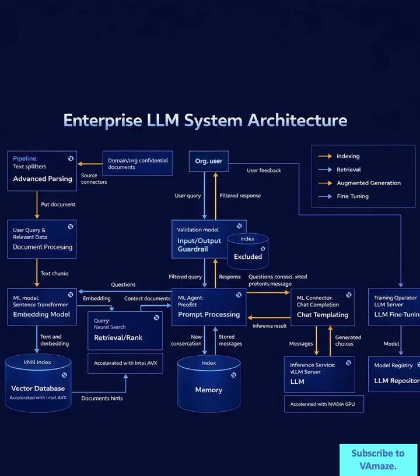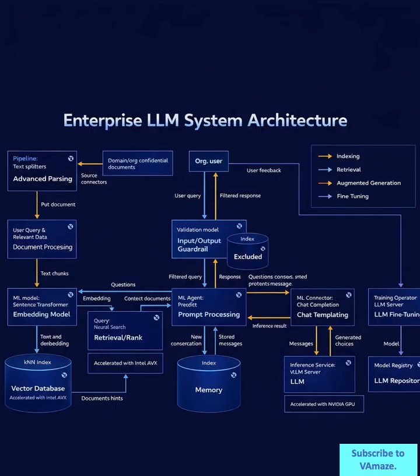The ML agent handles prompt processing, the orchestration layer that manages conversation flow. It accesses memory for stored messages in conversation history, maintains an index for quick lookups, and predicts the next action based on context. This is where multi-turn conversations become coherent narratives.